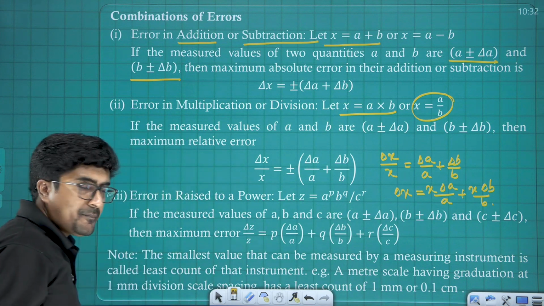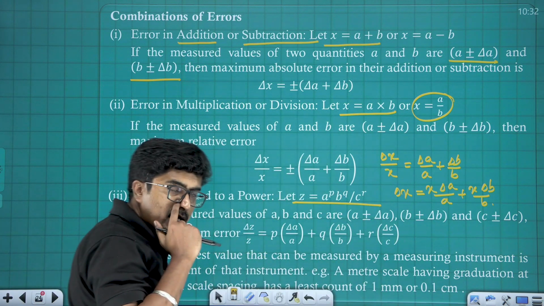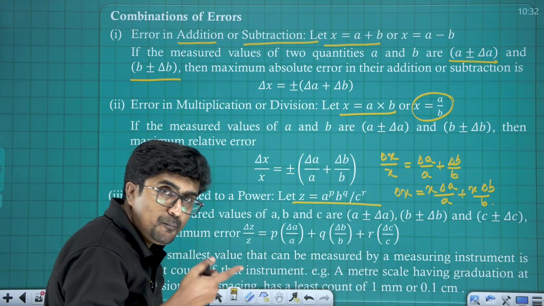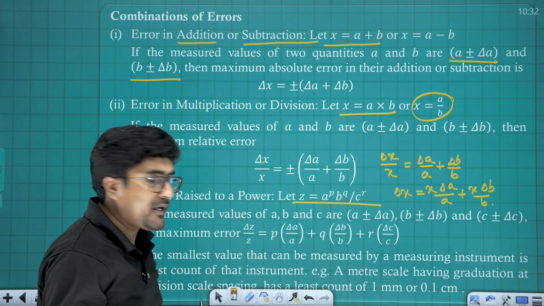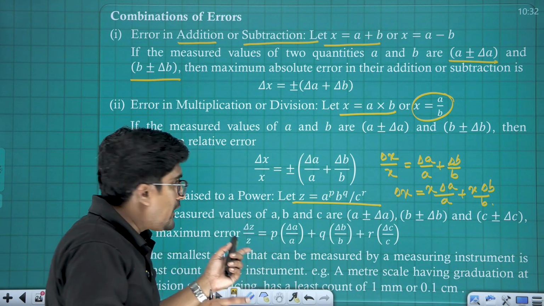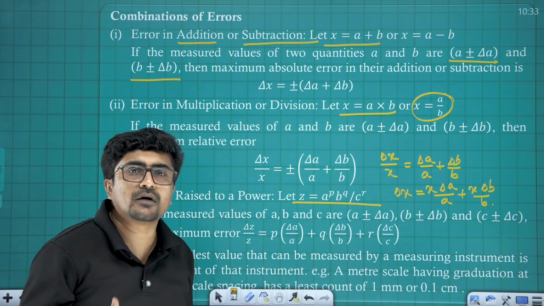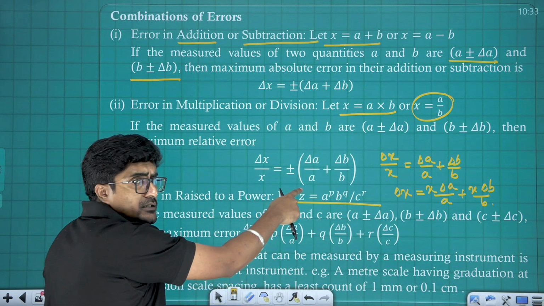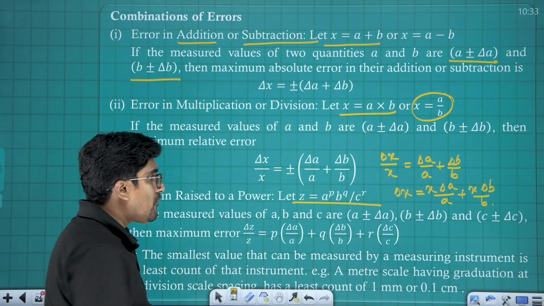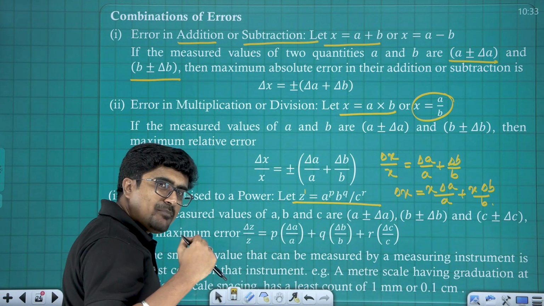There delta x was delta a plus delta b, and here delta x is x into delta a by a plus x into delta b by b. And if you have a different case like z equal to a raised to p, b raised to q upon c raised to r, this is again a most important area. Now how to get the relation between the errors? Here the power of z is 1. So there it's going to be delta z by z raised to 1.